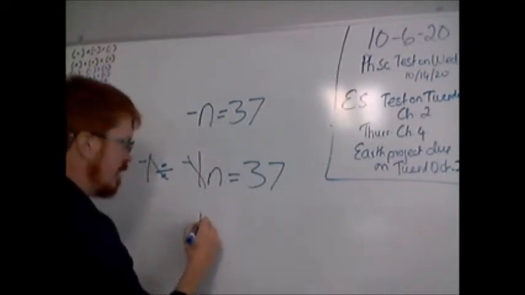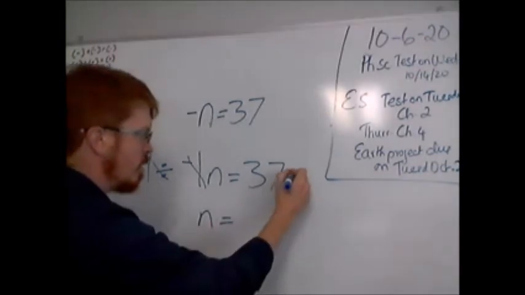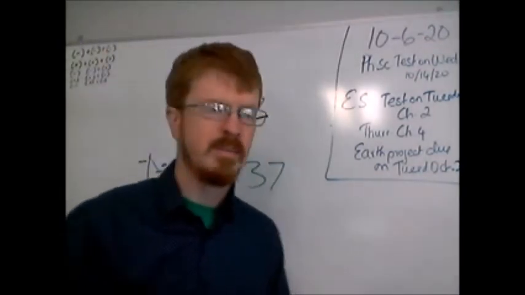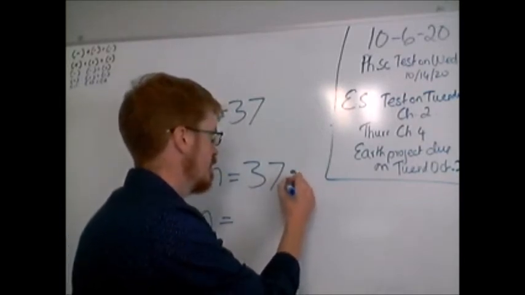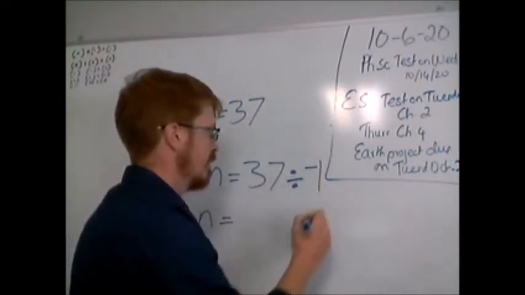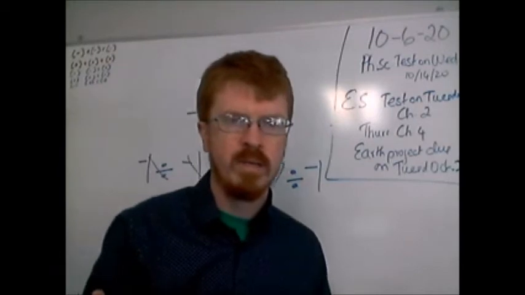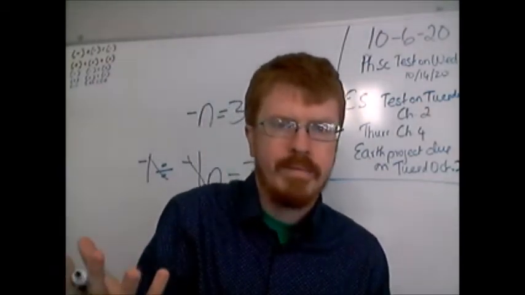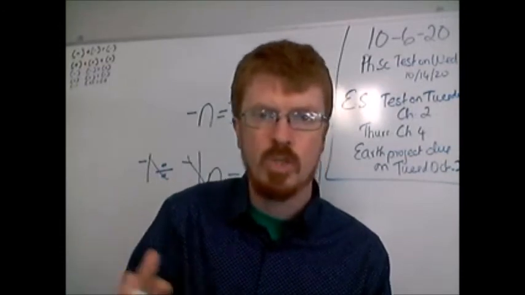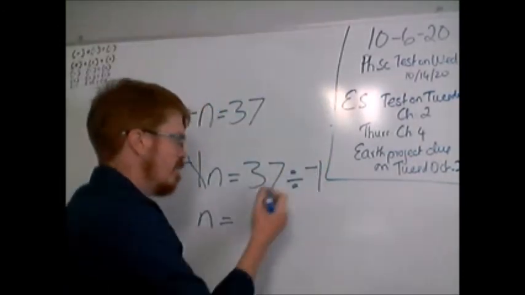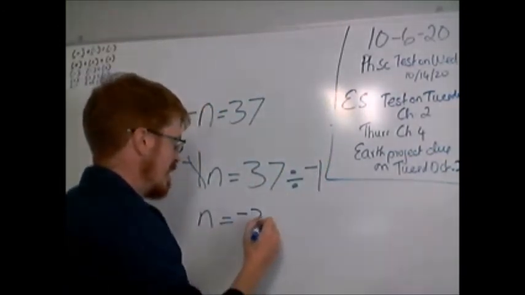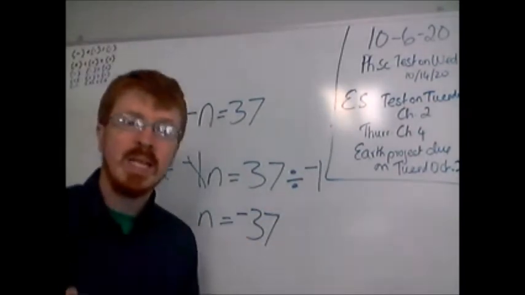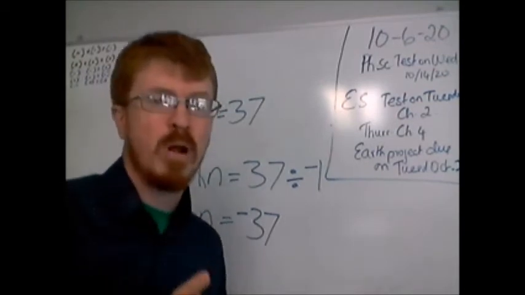That becomes simply an n. And then when you divide 37 by negative 1, well, you can't divide it into 1, so it stays 37, but it's a negative 1, so the answer becomes a negative 37. n equals negative 37. Now remember, you should never get these problems wrong.